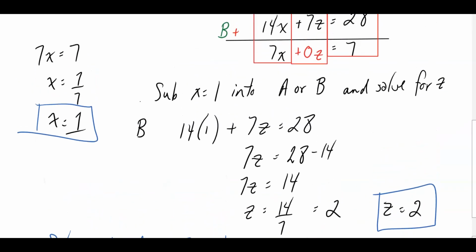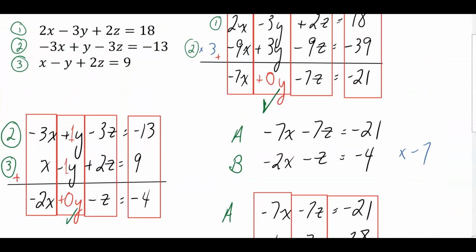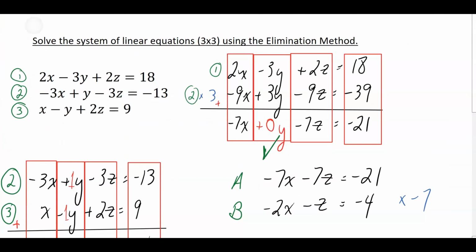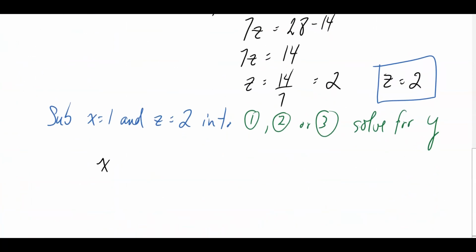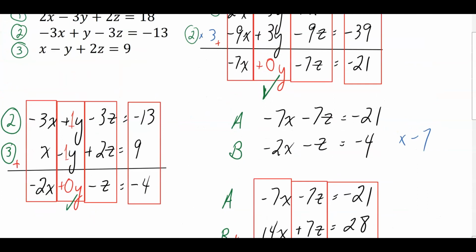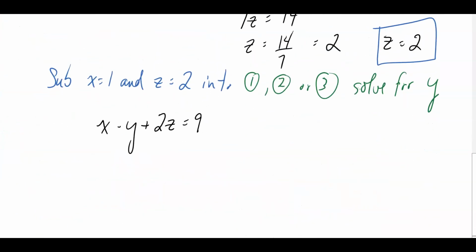So I'm going to go back, take a look. I need one of those equations. Which one will it be? Let's use the last one there. Number 3. x minus y plus 2z equals 9. All right, let me just write that down. x minus y plus 2z equals 9. Double check that I remembered that. Yes, that's right. Okay, so I'm going to sub in for x is 1, so that's 1 minus y plus 2 times 2 equals 9.